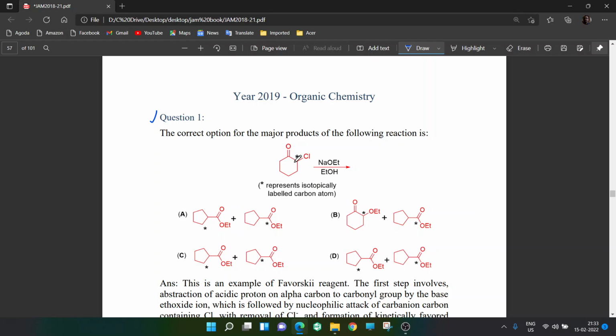So you have an alpha halo ketone. You can see here a ketone is there, and at the alpha position you are having a halo, and then you are using a powerful base, that is sodium ethoxide, in the solvent ethanol, and they ask you what is the product formed. Whenever you see a molecule like this, you should know the reaction is Favorsky rearrangement.